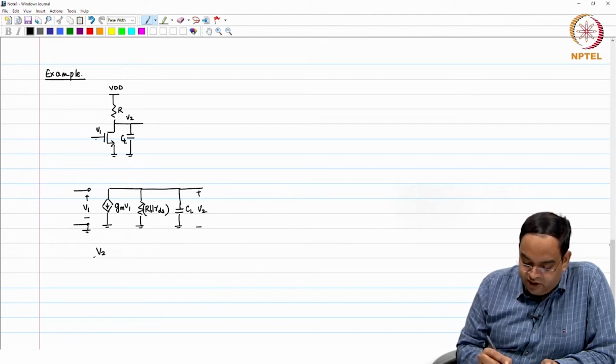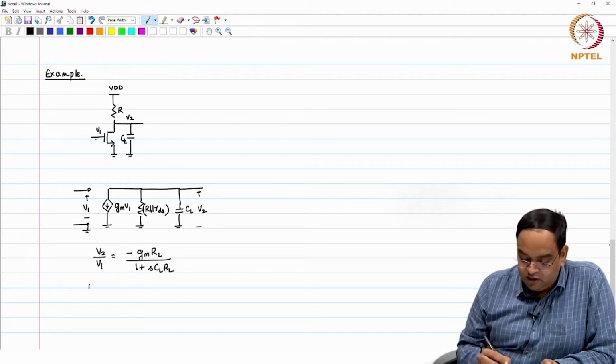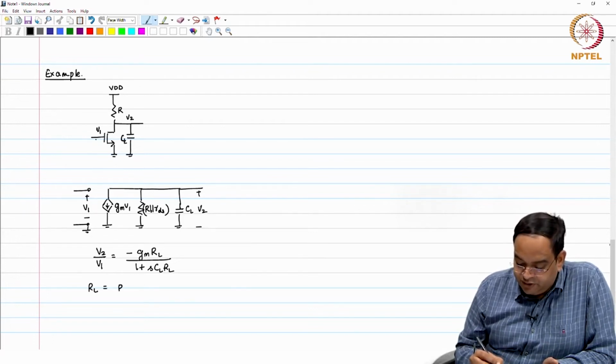So V2 by V1 is simply minus gm times RL divided by 1 plus s CL RL. What is RL? RL is your R parallel rds.